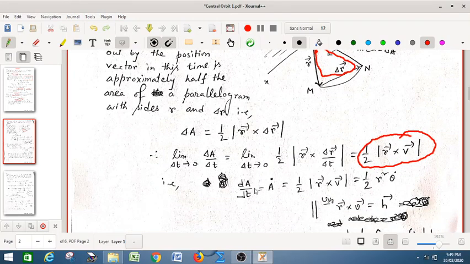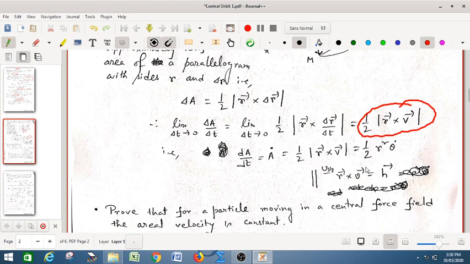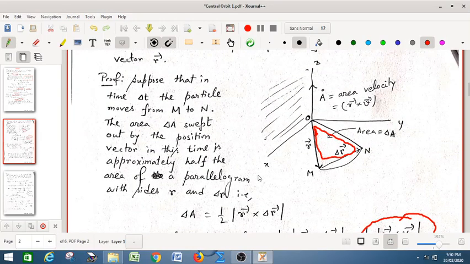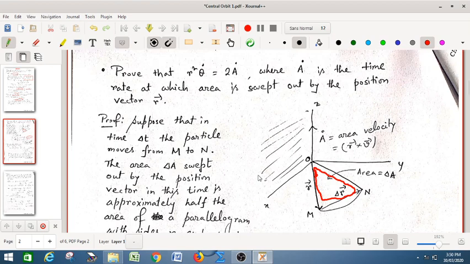So dA/dt can be written as A dot equals half r cross v, and also we know that A dot is half r squared theta dot, from the previous results. So we are using r cross v equal to h vector, that is a constant vector. So A dot, what is A dot? A dot is nothing but dA/dt. So we prove that the time rate at which area is swept out by the position vector r is nothing but half.